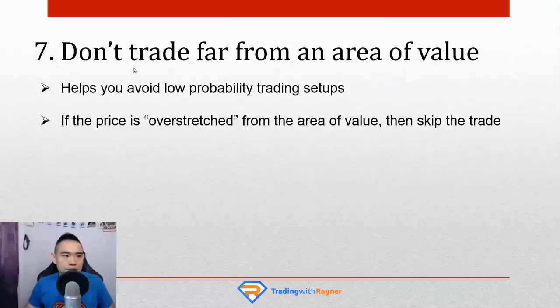For number 7, it is don't trade far away from an area of value. Why is this? Because this helps you to avoid low probability trading setups. For example, if the price is overstretched away from the area of value, let's say a moving average, then you want to skip the trade because more often than not, the market is about to stage a pullback. Let me give you an example.